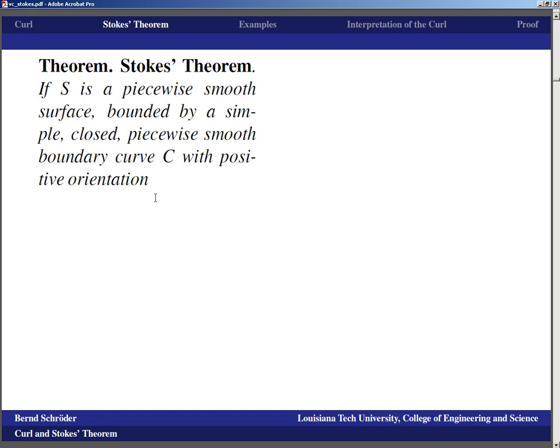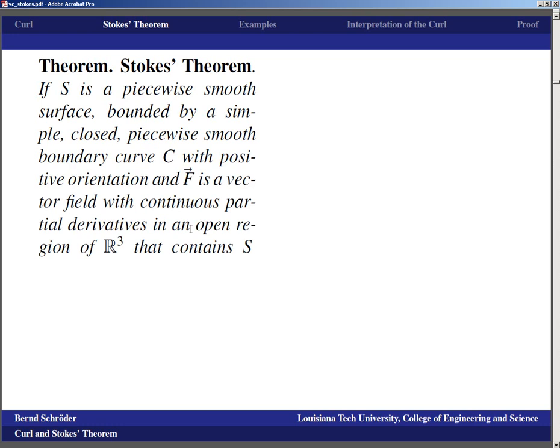And let F be a vector field that has continuous partial derivatives in an open region of the three-dimensional space that contains the piecewise smooth surface. Then the line integral of the vector field along the closed boundary curve is equal to the surface integral of the curl of the vector field over the surface that is enclosed in some way by that boundary curve.